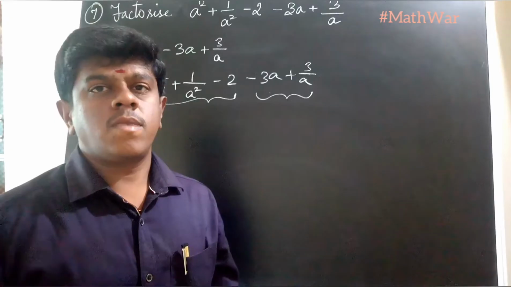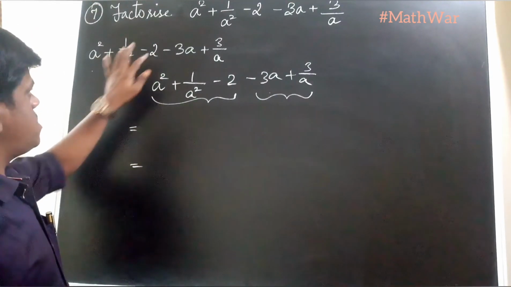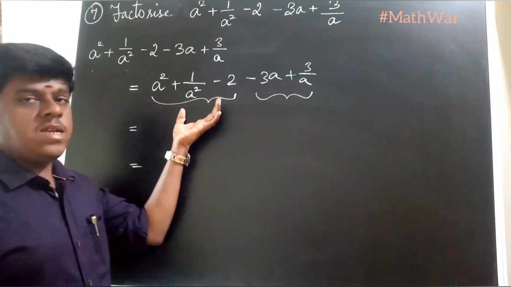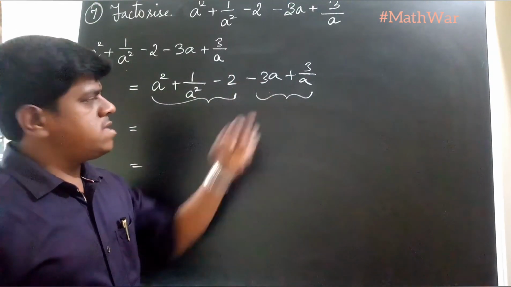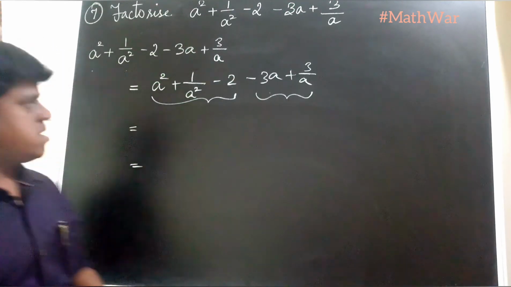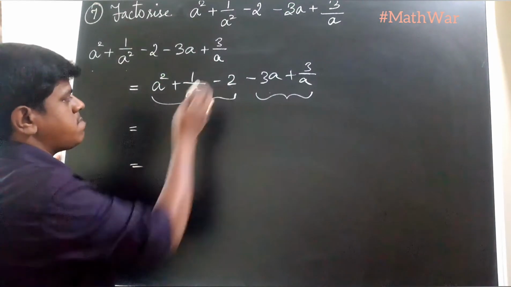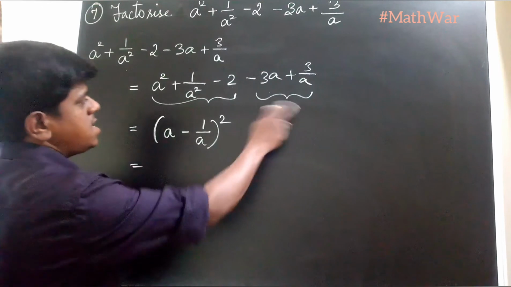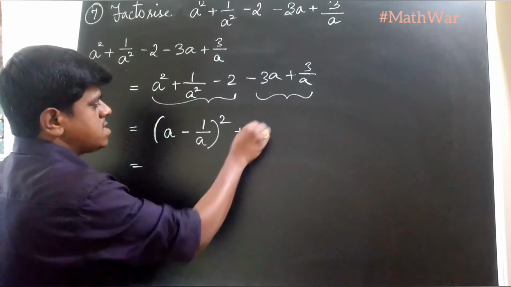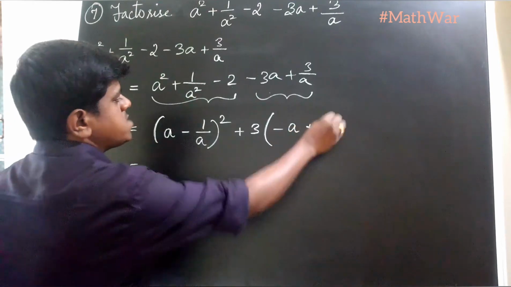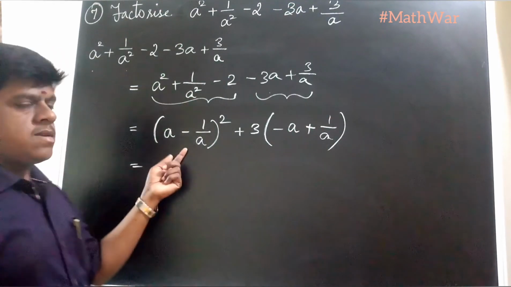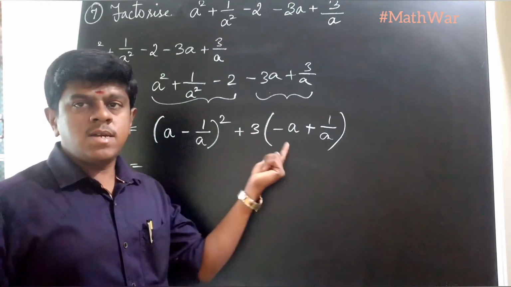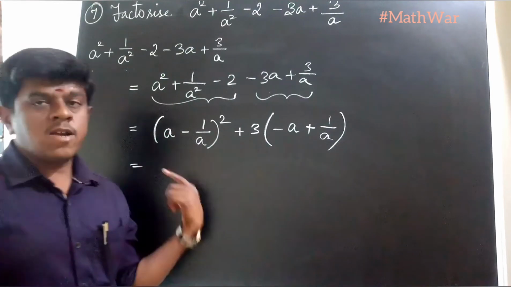Next sum, factorize a square plus 1 by a square minus 2 minus 3a plus 3 by a. From the first 3 terms we can see it is one formula, and from the second 2 terms we can take the 3 outside. You can see a square plus 1 by a square minus 2 is nothing but the a minus 1 by a whole square formula. And in the second 2 terms we can take plus 3 as common, so it is minus a plus 1 by a. Here we have a minus 1 by a, and here we have minus a plus 1 by a. If you take out one minus, a minus 1 by a will be there, so that we can take out the common term.